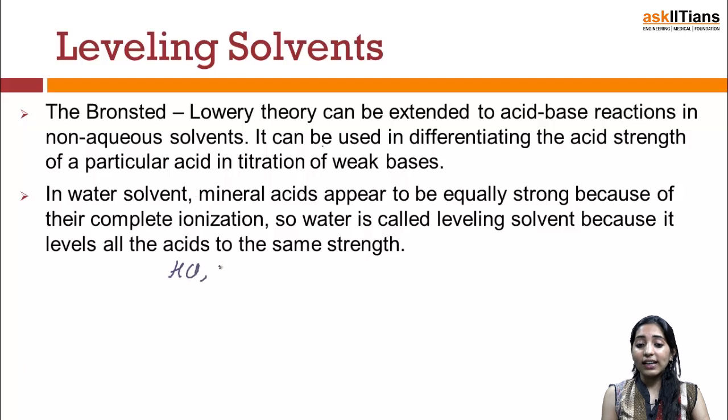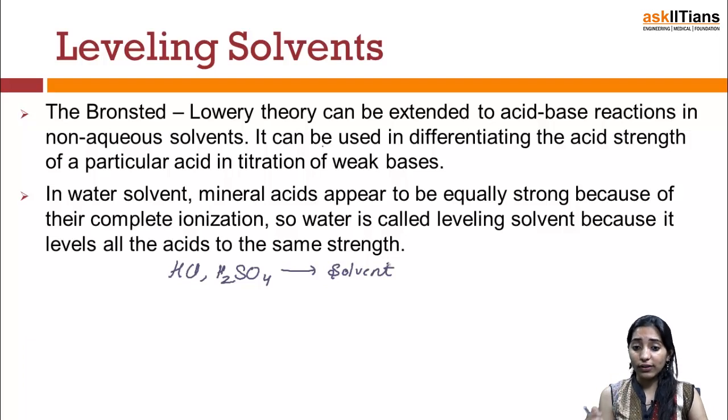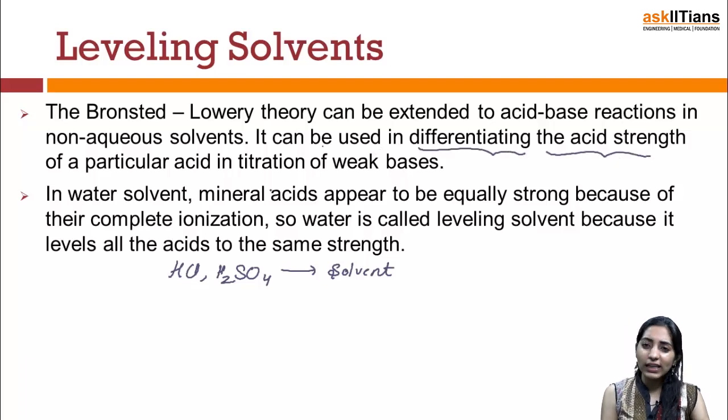For example, say I have two different acids, HCl and H2SO4. If I want a solvent that can actually differentiate between the actual strengths of these two acids, we are looking for a particular kind of solvent. We will use this concept of leveling solvents to differentiate the acidic strength of any particular acid in the titration of different bases. In the water solvent, the mineral acids appear to be equally strong because of their complete ionization.